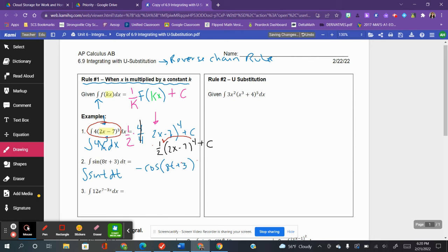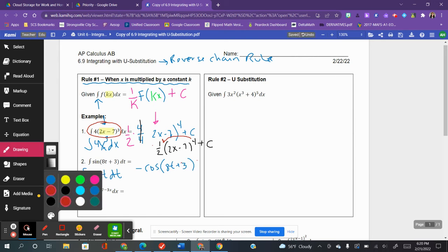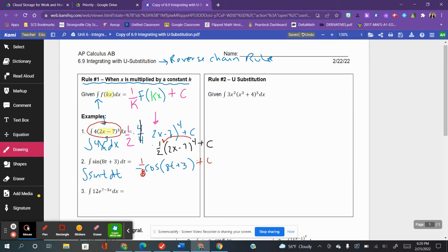Okay, I got to divide by the derivative of the inside. Dividing by the derivative of the inside is the same as multiplying by 1 over the derivative of the inside. And then I have a plus c. So I really have negative 1 over 8 cosine of 8t plus 3 plus c.